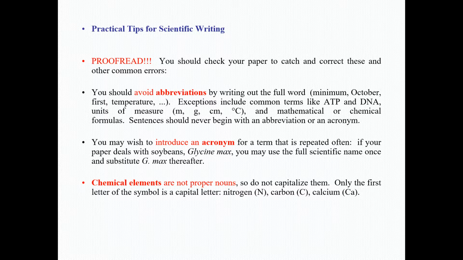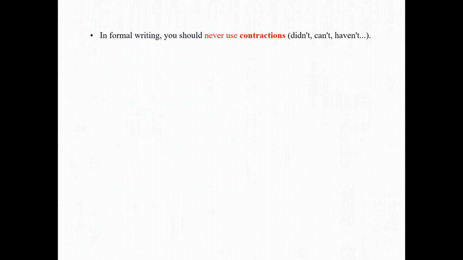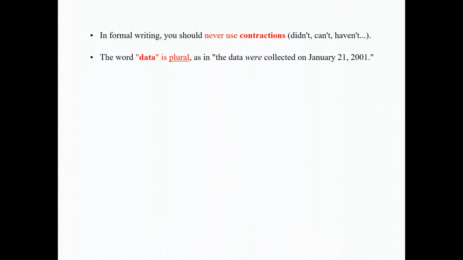Chemical elements are not proper nouns, so do not capitalize them. Only the first letter of the symbol is a capital letter. For nitrogen, we normally use N. For carbon we use the capital C, and for calcium we use Ca. In formal writing, you should never use contractions like we use in everyday speech, such as didn't, can't, and haven't.